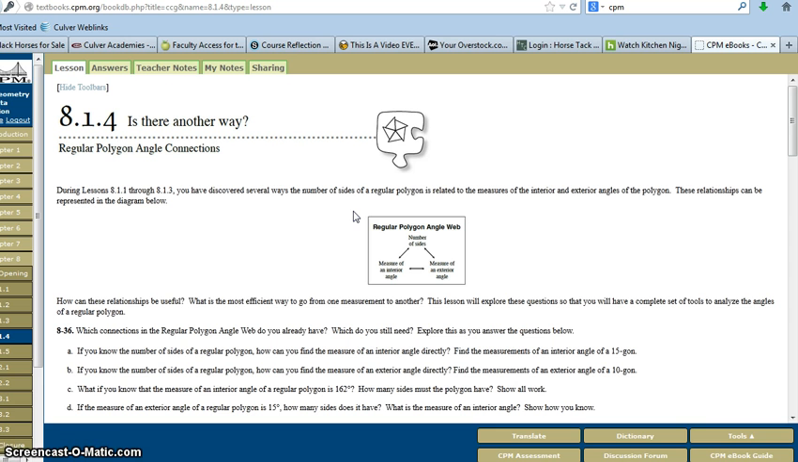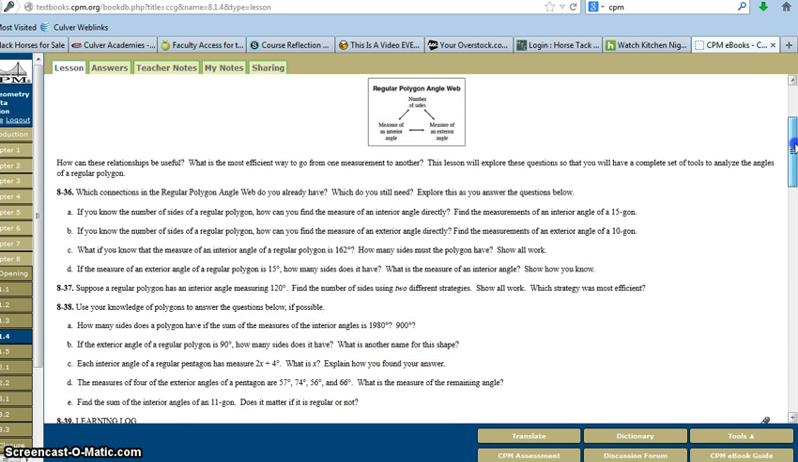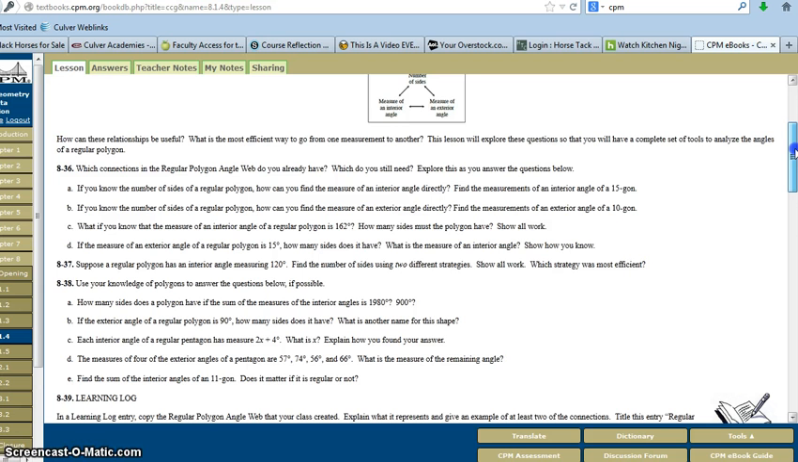So in question 8-36, you're asked to explore the regular polygon angle web, and that's going to be important to tonight's performance exercise. If you know the number of sides of a regular polygon, how can you find the measure of an interior angle directly? So you'll be reading through 8-36 and 8-37 as part of tonight's discussion board.